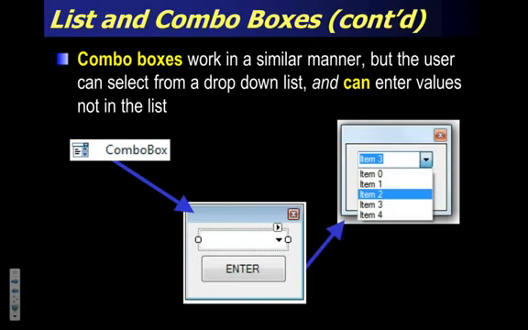Identical to the list box is the thing called the combo box. The only difference is it looks different because it saves space by hiding the list in a little drop-down thing. But it works exactly the same as the list box, the combo box.